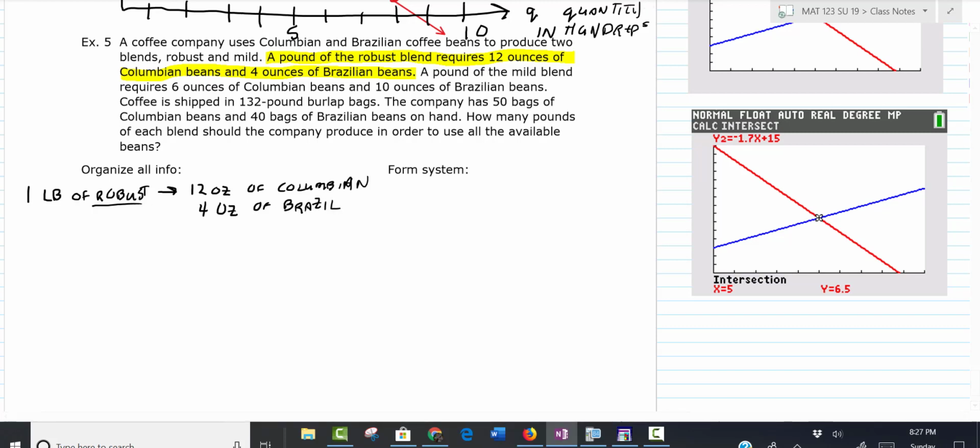All right, read on the next sentence. It says a pound of the mild requires 6 ounces of Colombian beans, 10 ounces of Brazilian beans. A similar piece of information. But now we're trying to make a mild blend. So this says, again, 1 pound of the mild blend. Okay, that requires 6 ounces of Colombian.